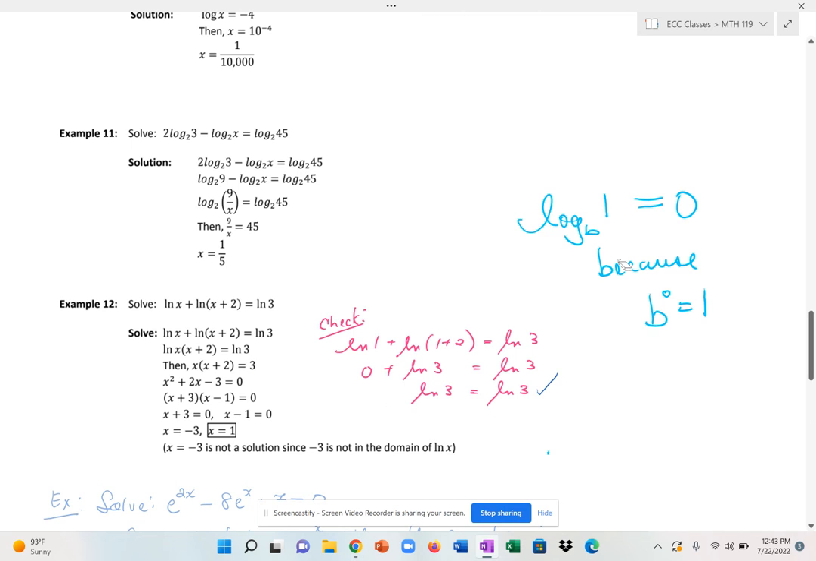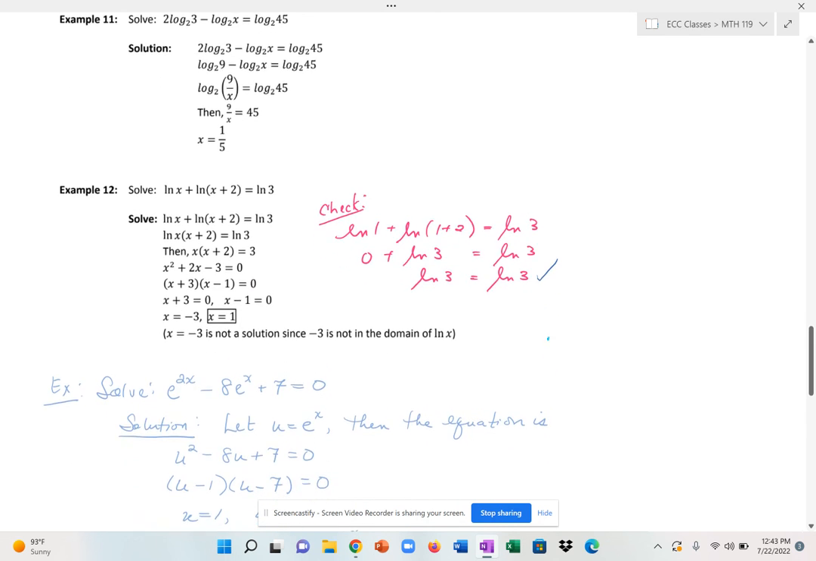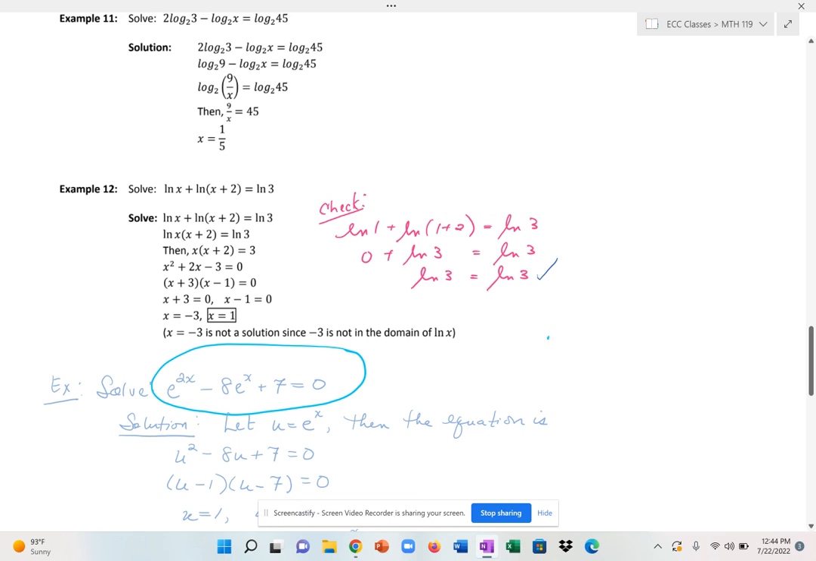The next one is another exponential equation, which requires you to use factoring in order to solve it. So it is a little different than the ones I did earlier. I have e to the 2x minus 8e to the x plus 7 equals 0. I'm going to use something called a substitution in order to help us see that this actually looks like a quadratic equation, or we could handle it just like a quadratic equation when we want to solve it.